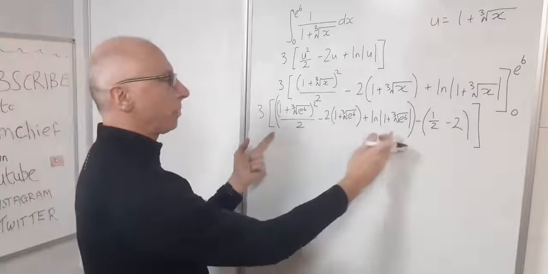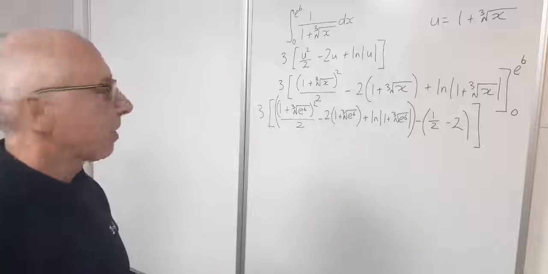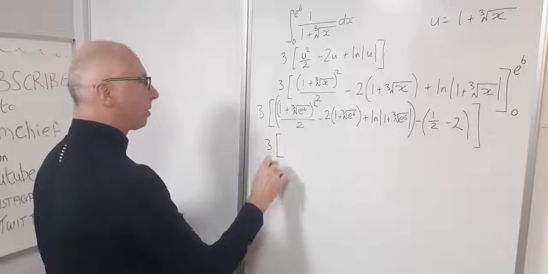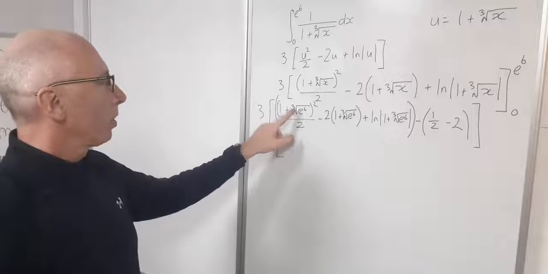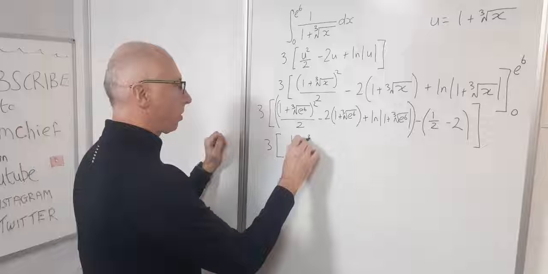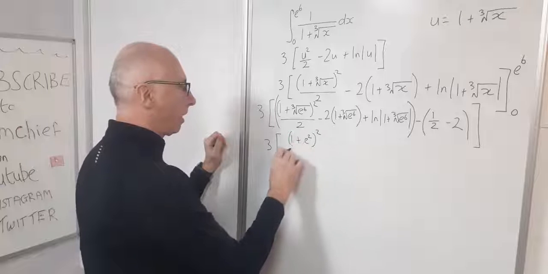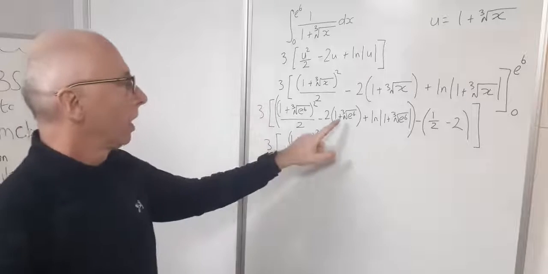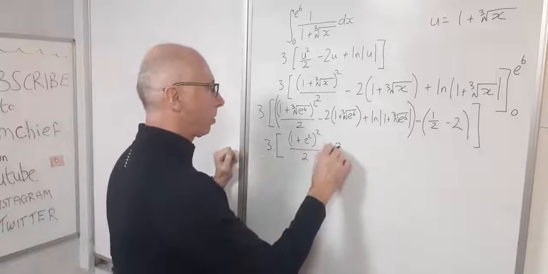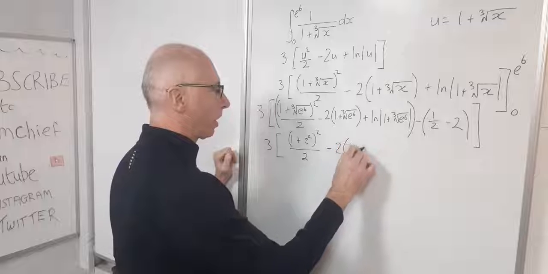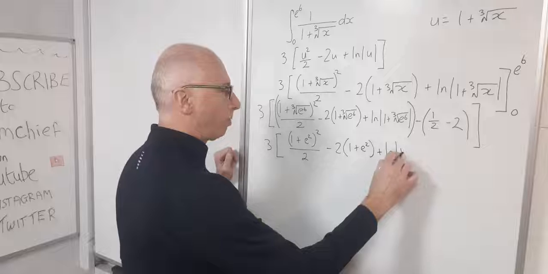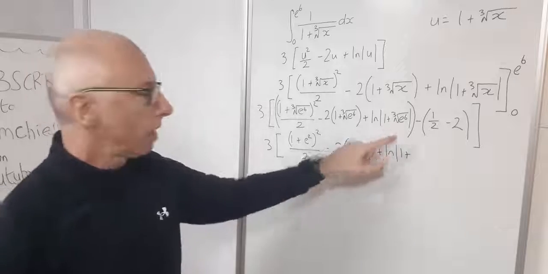So now let's just tidy up this side a little bit with our e to the 6. Good to take our time a little bit on this one. So now we've got 3 times cube root of e to the 6 is just e squared. So now I've got 1 plus e squared all squared over 2. This one then will be e squared as well. So that's minus 2 times 1 plus e squared plus the natural log of 1 plus, again, this one would be e squared.